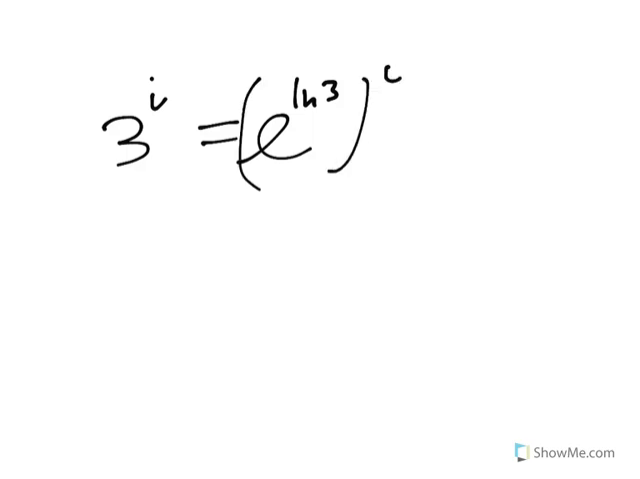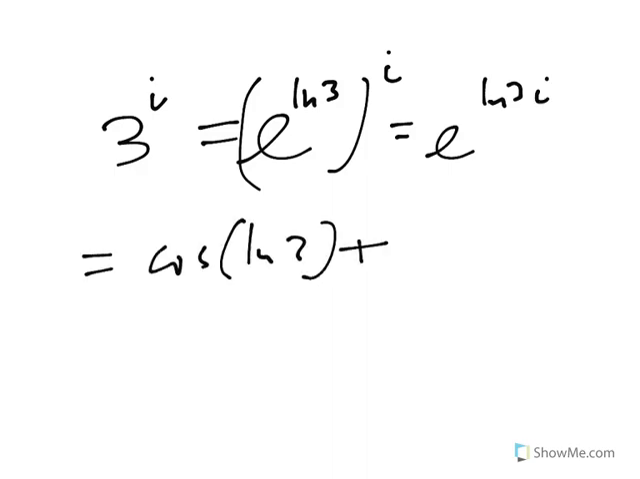Now you might wonder, what if it's not e to the i? What if it's 3 to the i? You can pause and think about that. Welcome back. You can rewrite 3 as e to the ln3. e to the ln3 is equal to 3 because ln3 is the number you have to raise e to get 3. So if you raise e to the ln3 to the i, you'll get 3 to the i. So it's e to the ln3 i, which is cosine of ln3 plus i sine of ln3.